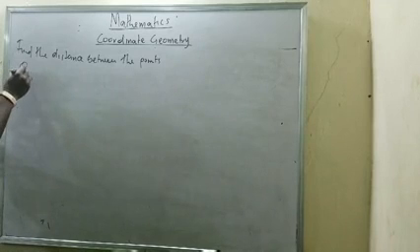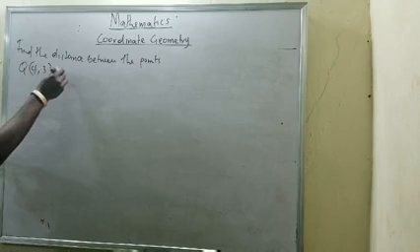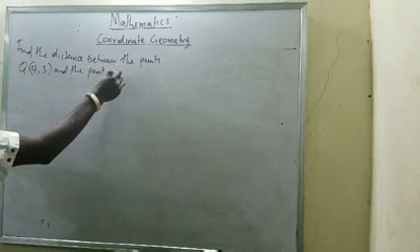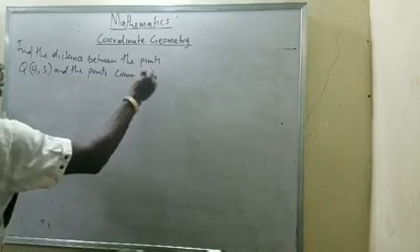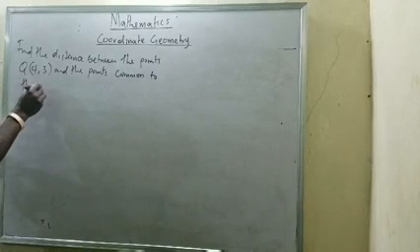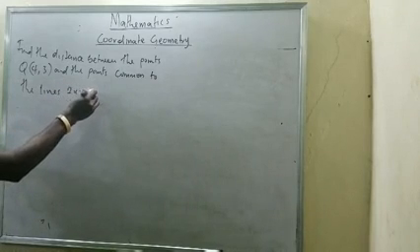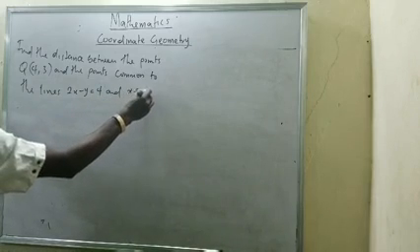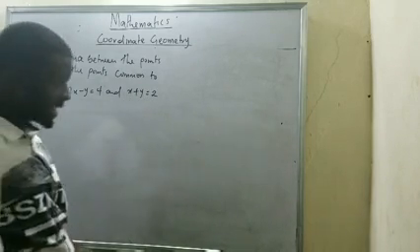Q3 and the point common to the lines 2x minus y equals to 4 and x plus y equals to 2. Look at this question. It's a technical question. It can come out in any exam, but it's a very simple one.